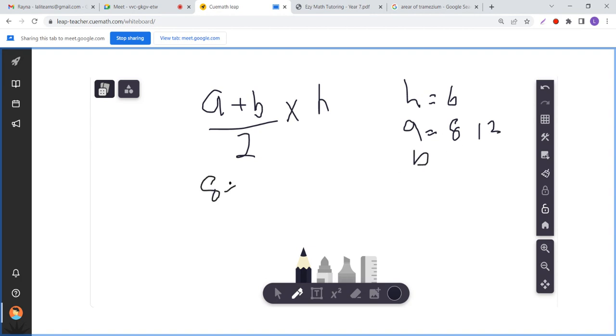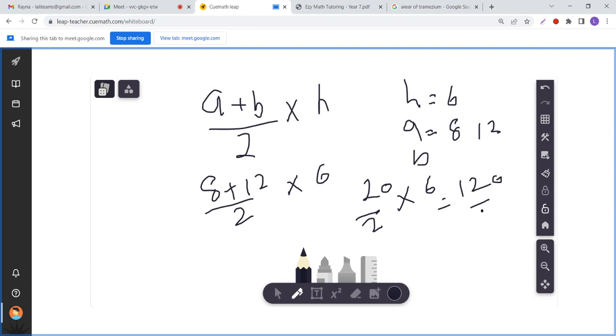So that is 8 plus 12 by 2 times 6. We don't write 3 unless we divide it. 8 plus 12, 20 by 2 times 6. 6 times 20 is 120 by 2, which is equal to 60. That is a step. So they want you to evaluate the bracket first, it means it is this. So practically it is 20 times 6 divided by 2. It should be the next step. But it's wrong.